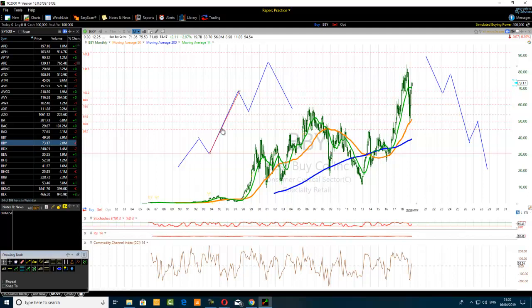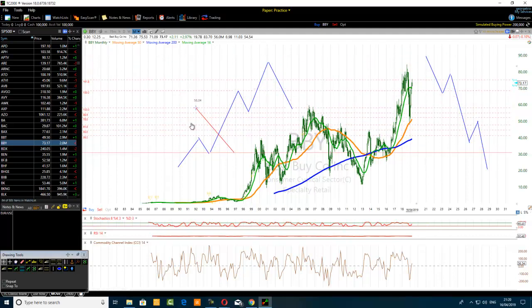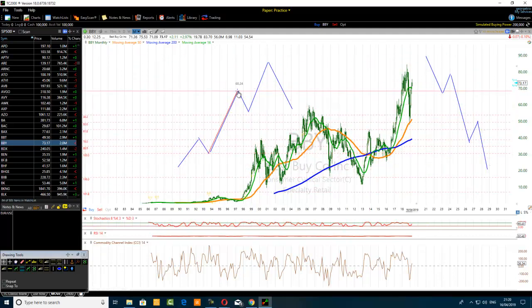I'm using TC2000. If we want to draw Fibonacci retracement, we start from the starting point of the move, the move that started here. The point that we call 100% will be at the starting point of the move, and the point that we call 0 will be at the end of the move. That's how you draw Fibonacci retracement.